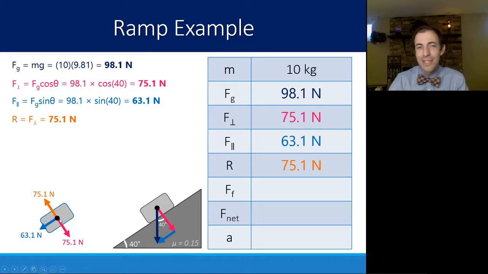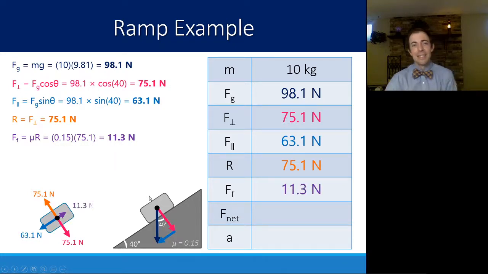The last force that we need is the force of friction that is going up the ramp in this case. And force of friction is simply found by using this equation. Now we save this for the last because we needed R in order to do this, and we needed F perpendicular in order to find R. So all of these are chained together, but now we know R, and we still know this coefficient of friction is 0.15. Plugging those values in, we get a force of friction of 11.3 newtons.